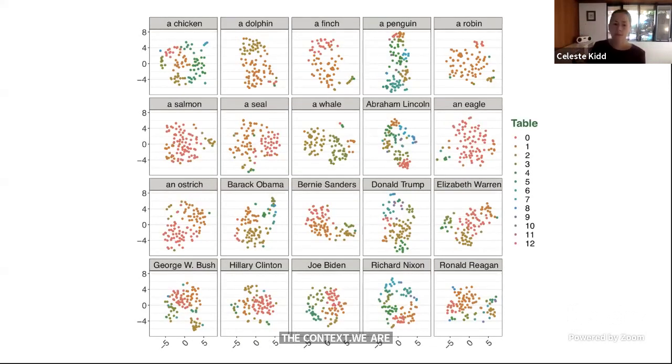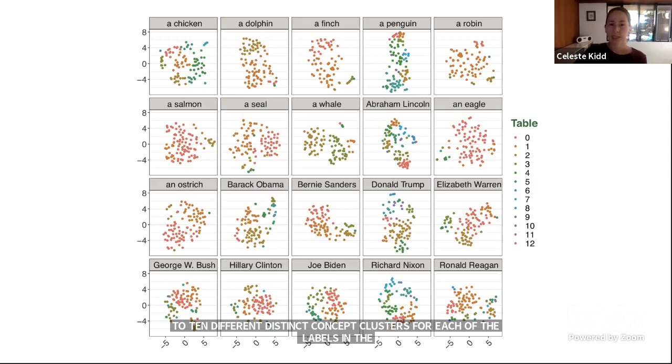If you thought that we all had basically the same concepts for these words, what you'd expect to see is one single cluster. But what we find instead is that there are about 5 to 10 different distinct concept clusters for each of these labels in the population. That said, there's not no difference between all of these things.